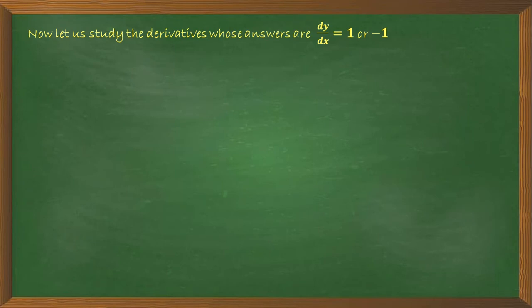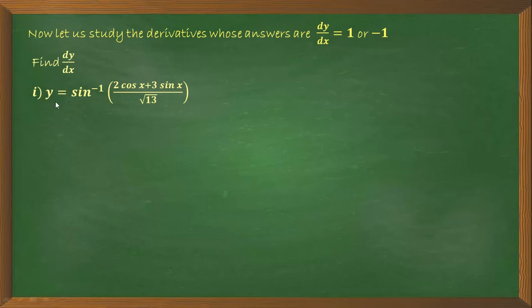Now today we are going to study the derivatives whose answers are dy by dx is equal to 1 or minus 1. Now let us see this by one example. If the question is given, find dy by dx, and suppose you have this function, that is y is equal to sine inverse of (2 cos x plus 3 sin x) upon root 13.